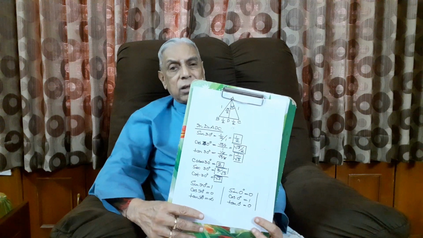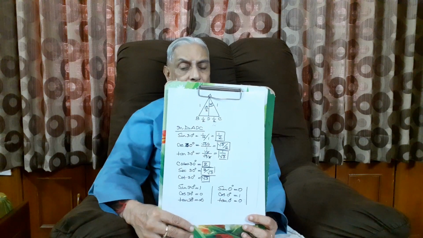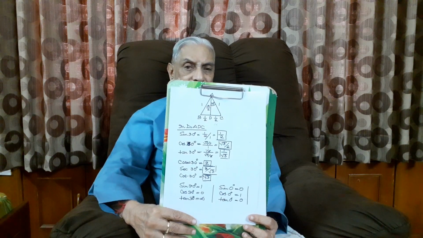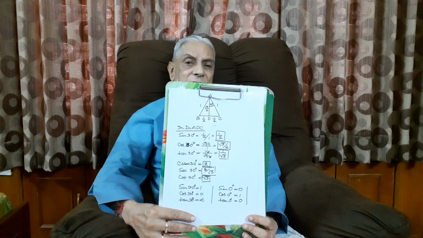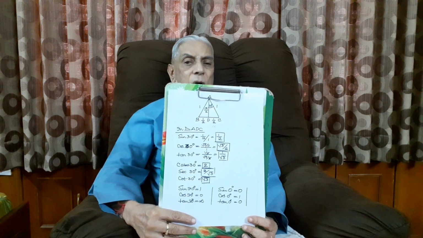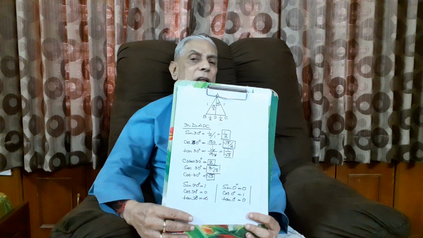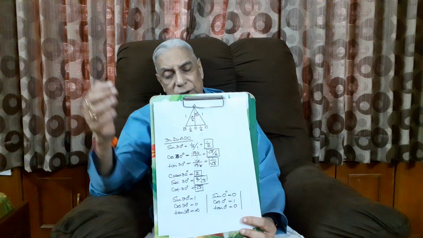So once again, please understand, sin 90 is how much? 1. What is cos 90? 0. Therefore, tan 90 is sin 90 by cos 90, that is 1 by 0. When the denominator is 0, infinity comes. So that is infinity. And then I shall take up other things.